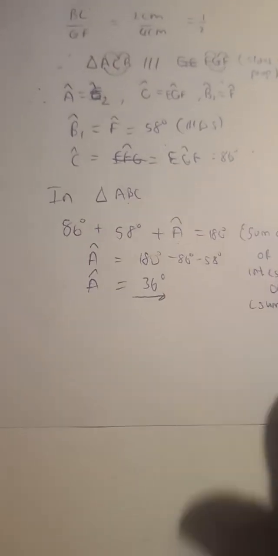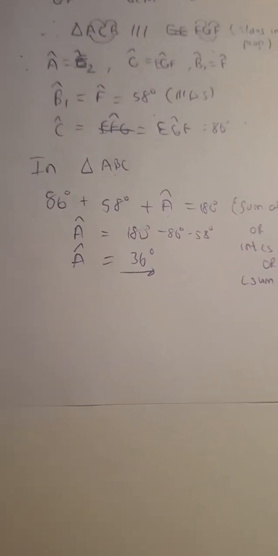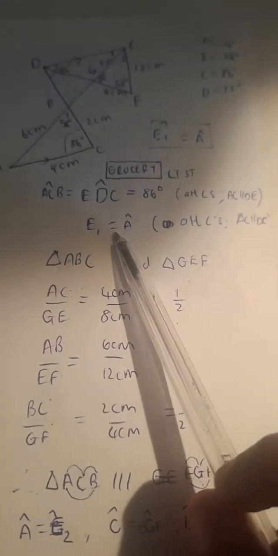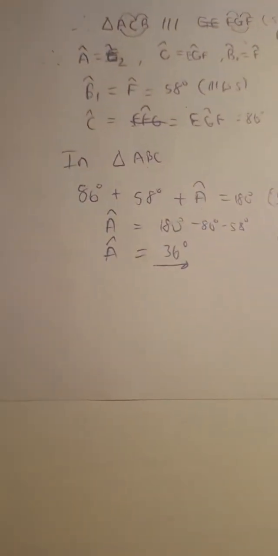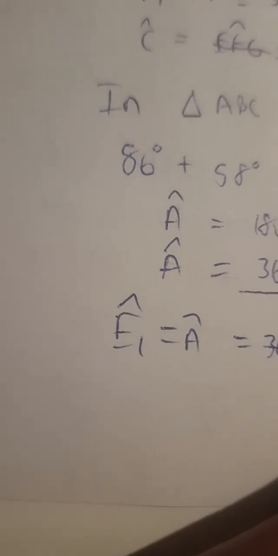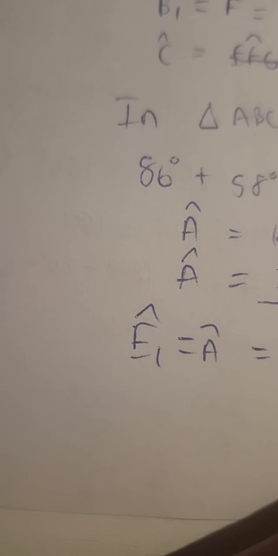Then if you remember from my grocery list, we had said angle E1 is also equal to A. So angle E1 is actually also equal to A. And that means angle E1 is actually what? 36 degrees. And that was because alternate angles are equal. Alt angles, we state the lines that are parallel. AC is parallel to DE.